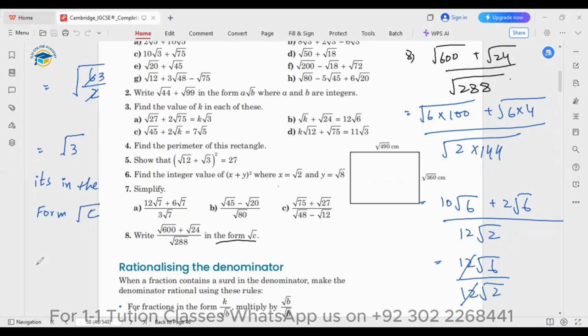Hope this exercise is clear. So using this exercise, you can just carefully work with the simplification and addition and subtraction of the surds.